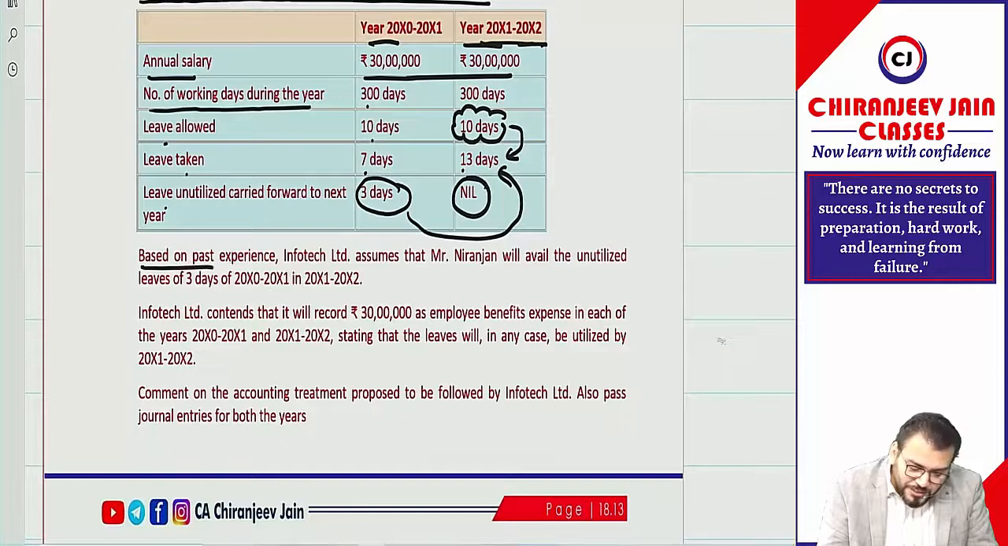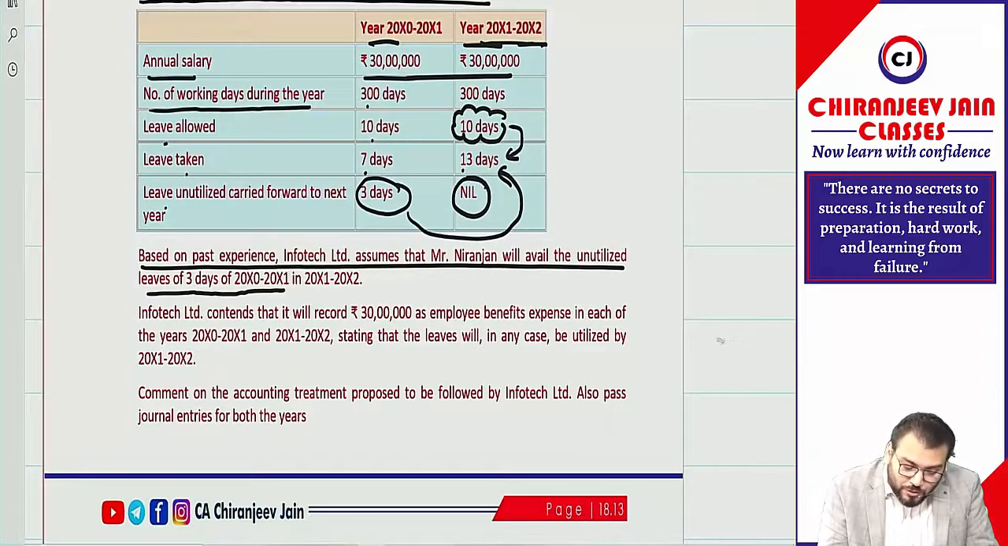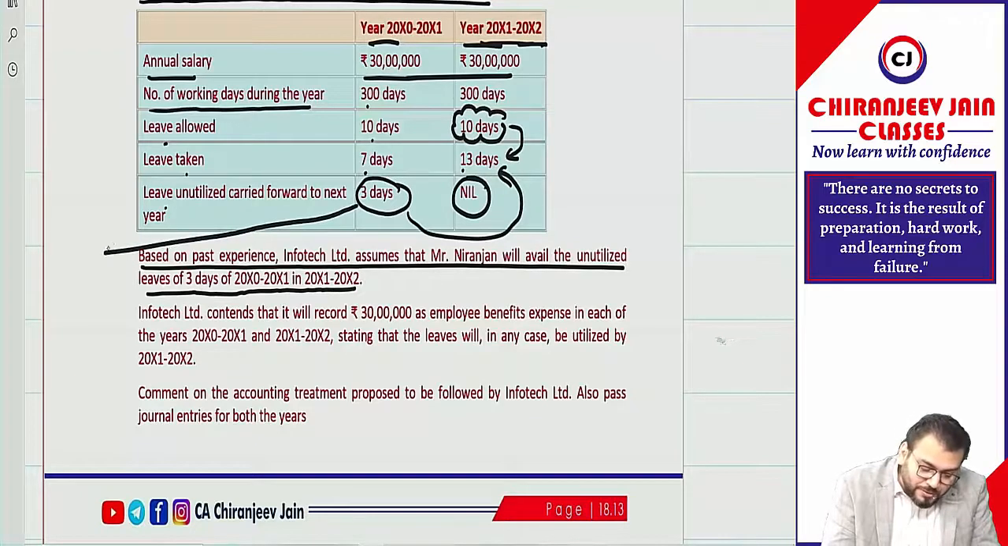Based on past experience, Infotech Limited assumed that Mr. Niranjan will avail the unutilized leave of 3 days of 2000-2001 in 2001-2002. So the probability of availment is what? 100%. Even though not given, we will assume 100%.